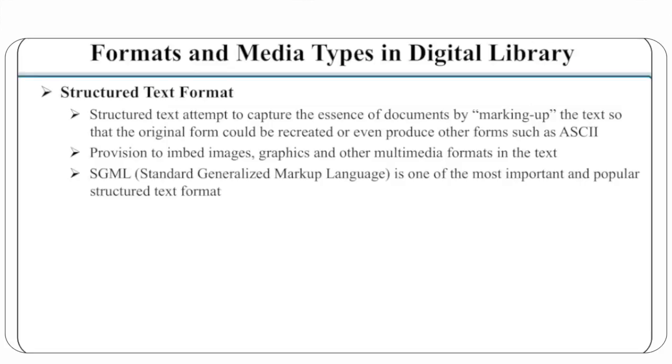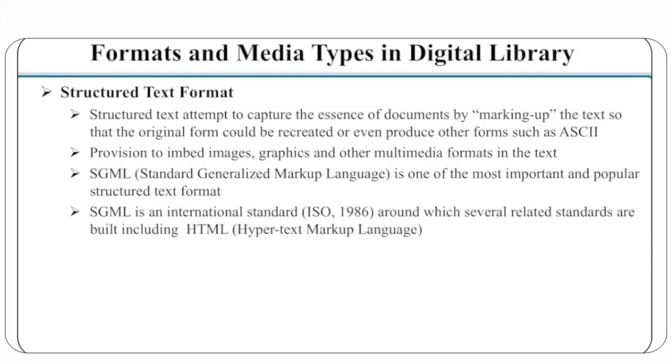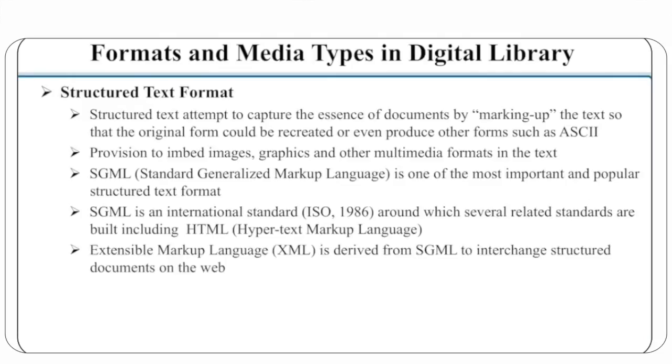SGML or Standard Generalized Markup Language is one of the most important and popular structured text formats. SGML is an international standard, ISO 8879, around which several related standards are built, including HTML or Hypertext Markup Language, the de facto markup language of the World Wide Web. Extensible Markup Language or XML is derived from SGML to interchange structured documents on the web. Like SGML, XML also deals with the structure of the document and not its formatting.